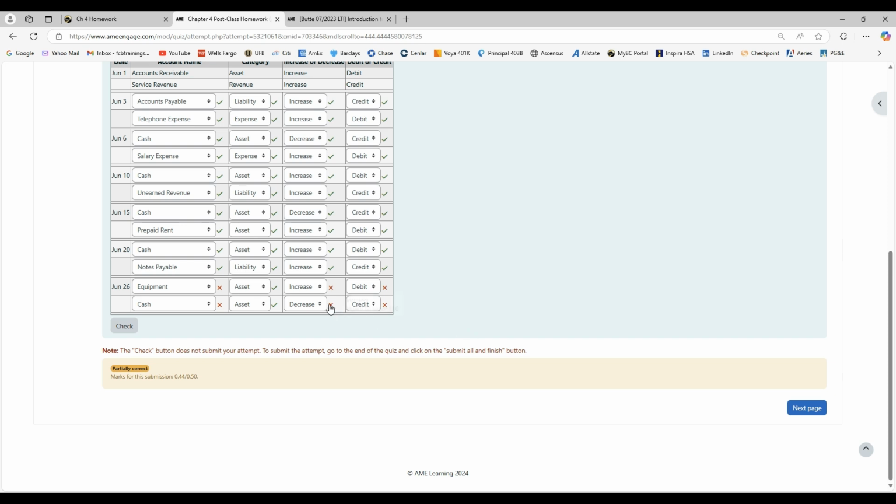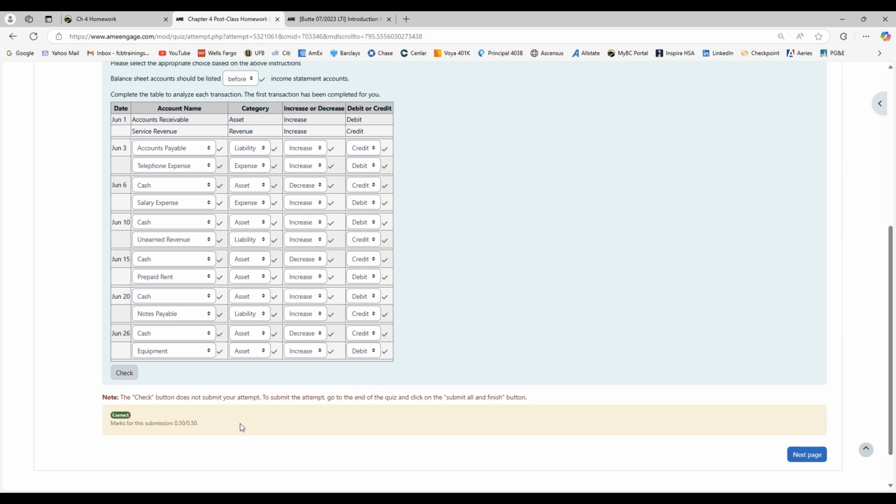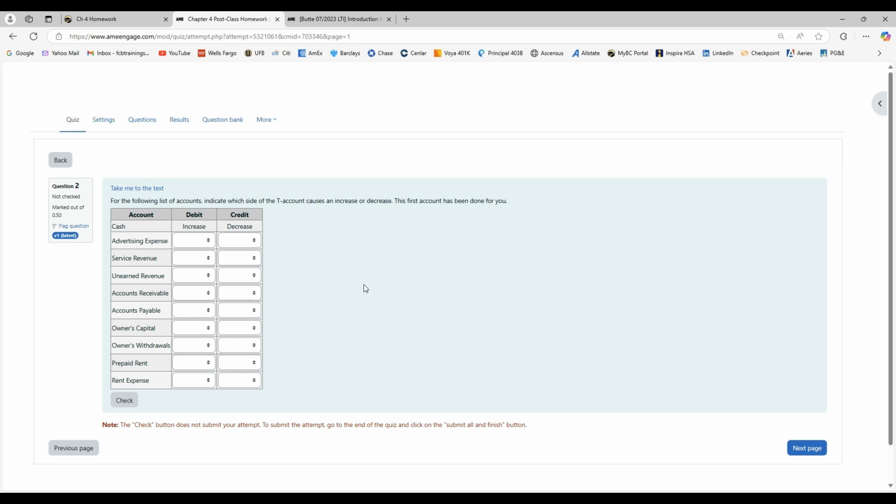Oh, what did I miss here? Asset increase. Oh, sorry. They wanted the most liquid asset first. So let's put cash as the first item. Yeah, just a matter of organizing the assets and liabilities correctly there. So, okay, now we've got 100% on this problem. Let's go on to the next question.